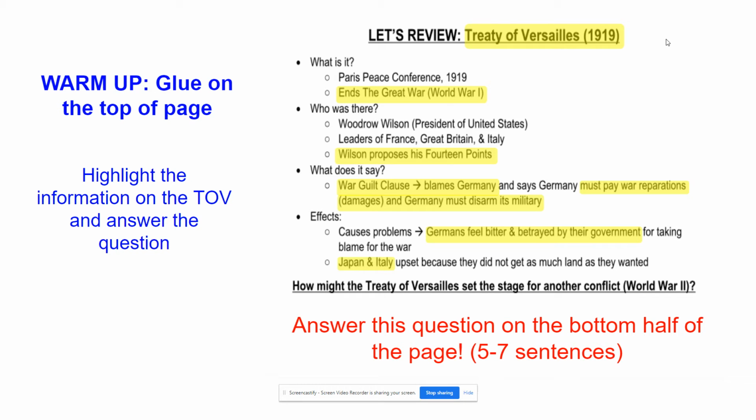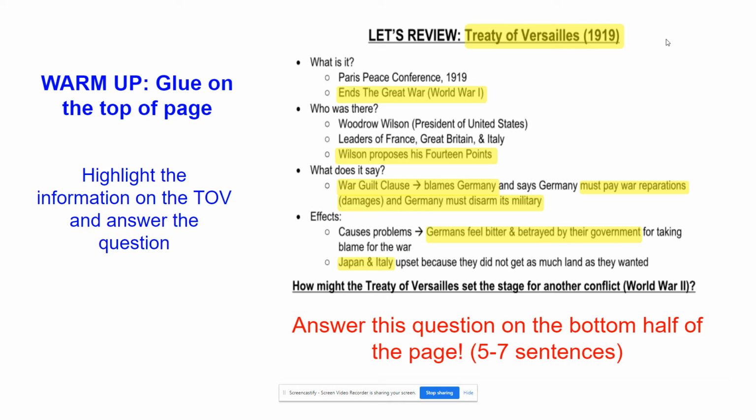Remember, the treaty has some serious effects. It's going to cause a lot of problems with Germany. Germany is going to feel bitter. They're going to feel betrayed by their own government, and they're going to hate taking blame for the war. They don't want to do it, but the government has to. Otherwise, everyone else is going to go back to war.